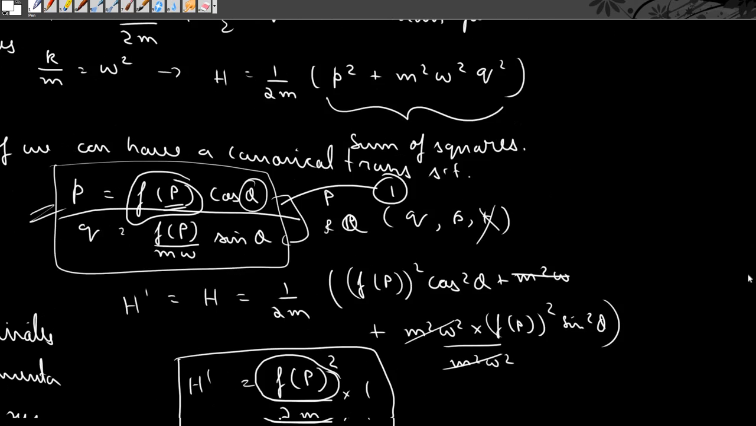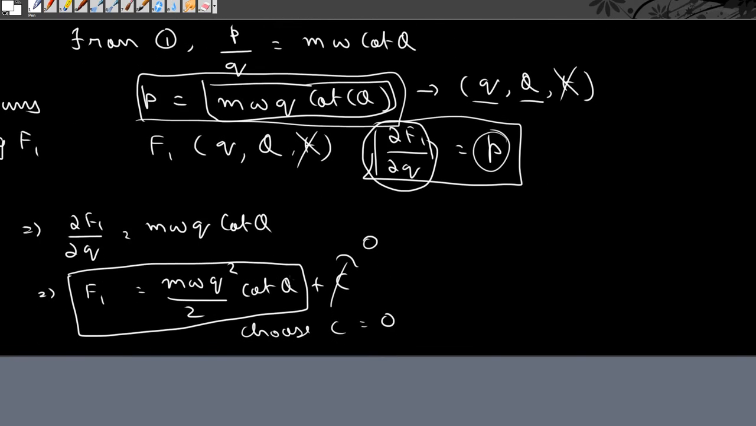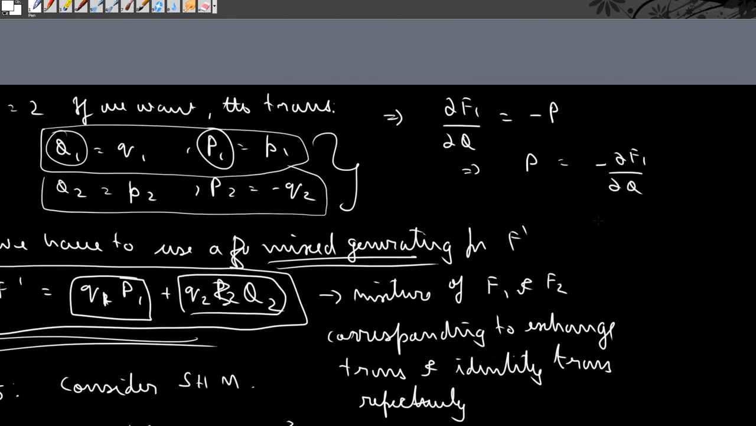So if I differentiate F1 with respect to capital Q, I am basically differentiating cot Q, which will be equal to minus cosec square Q, and that minus and this minus will get cancelled, and what we will get is that the new P will be equal to m omega q square by 2 sine square Q. Okay, so this will be equal to our new P.